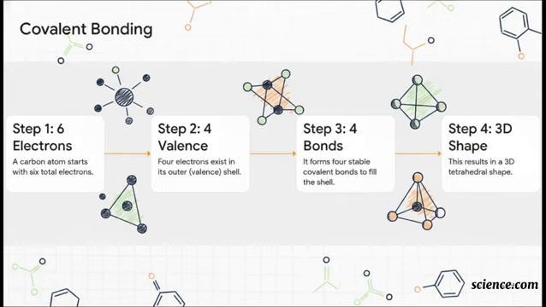And this isn't some flat, boring structure. No, it creates a 3-dimensional tetrahedron, kind of like a little pyramid. And that 3D shape is the absolute key to building the complex architecture of life.